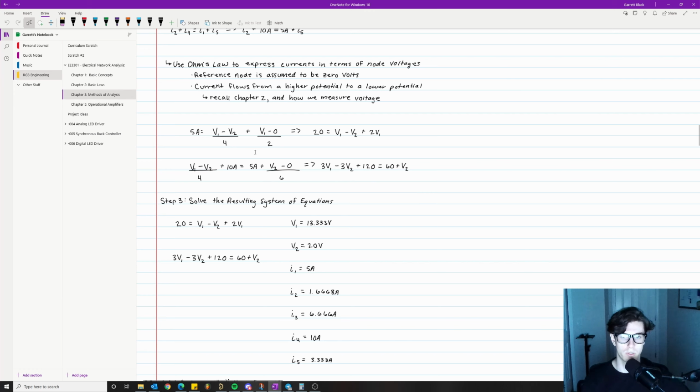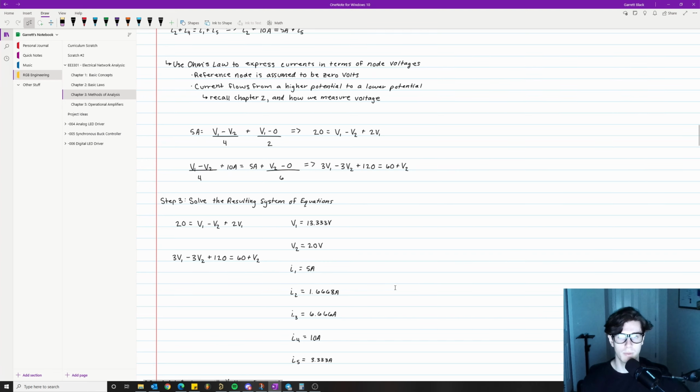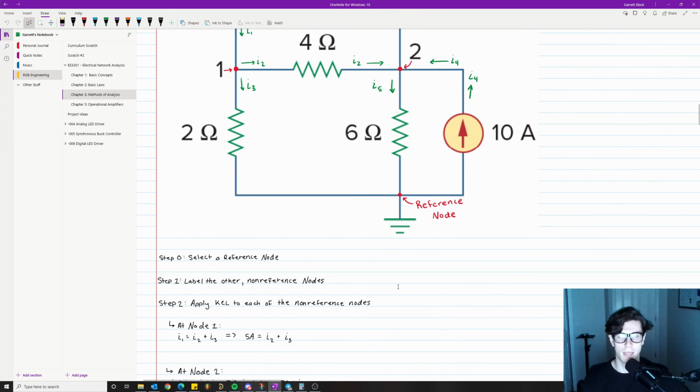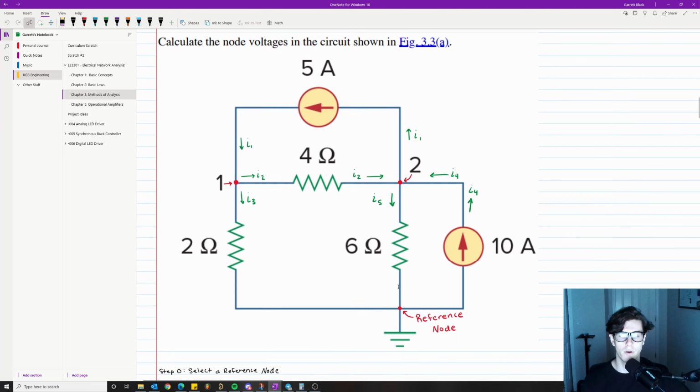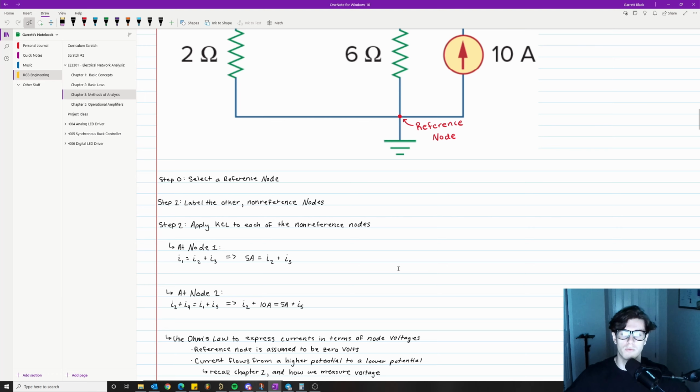So remember, the resulting system of equations is 20 equals V1 minus V2 plus 2V1, and 3V1 minus 3V2 plus 120 equals 60. Okay, so after you do all the math, it just works itself out, and you have V1 is equal to, like, here are the answers right here. So if you just do all the math, that's what it comes out to. Okay, so that's pretty much how you do the node voltage method with current sources. Like I said, the main focus is just as long as you set up the problem correctly. The algebra and the math is relatively straightforward and simple.